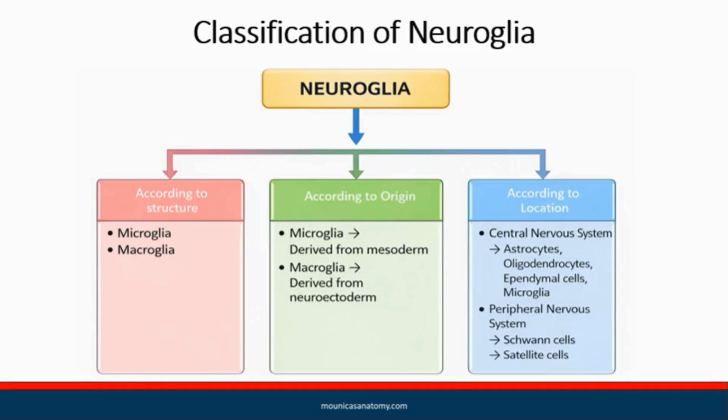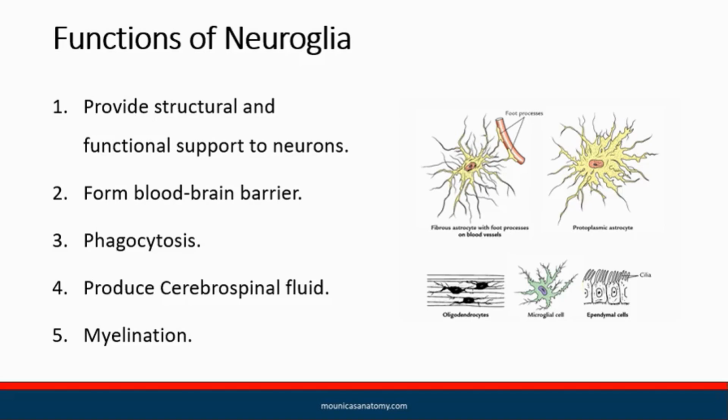Classification: according to structure, microglia and macroglia. According to origin, microglia are derived from mesoderm and macroglia from neuroectoderm. According to location, in the CNS: astrocytes, oligodendrocytes, ependyma, and microglia. Peripheral nervous system: Schwann cells and satellite cells. Functions: provide structural and functional support to neurons, form blood-brain barrier, phagocytosis, produce cerebrospinal fluid and myelination.